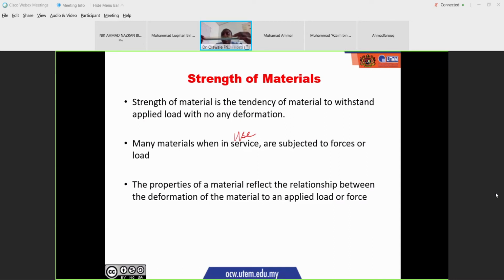Thank you. So elastic deformation, when you apply a load, there's going to be deformation. When you take off the load, it's back to original shape. Another good example is this. This is a rubber band. I apply a load, it increases. I take off the load, it goes back. So elastic deformation is when you apply a load, there is deformation, and when you take off the load, it returns back to original shape.